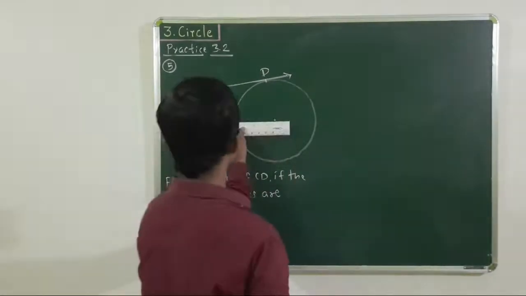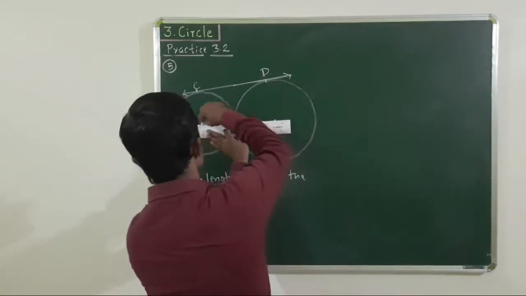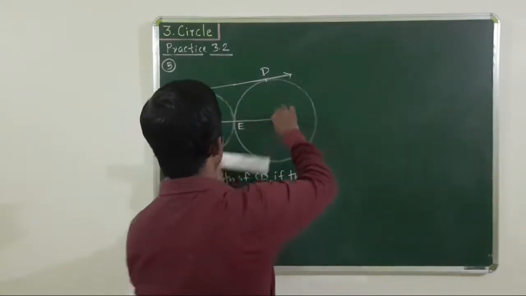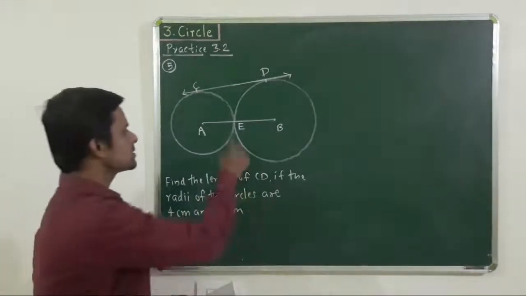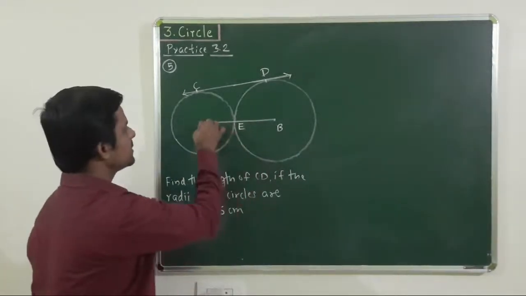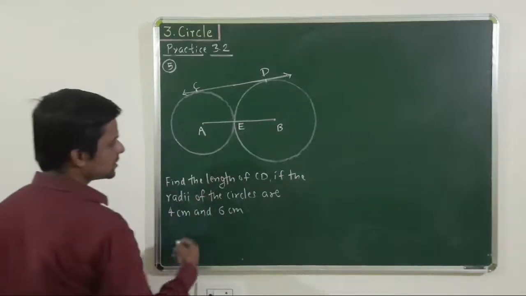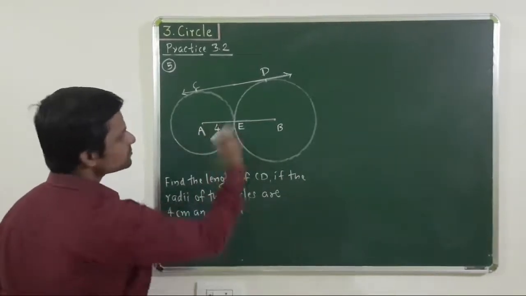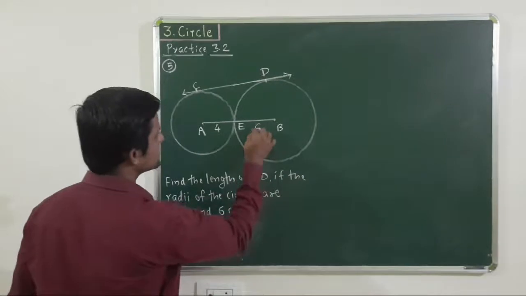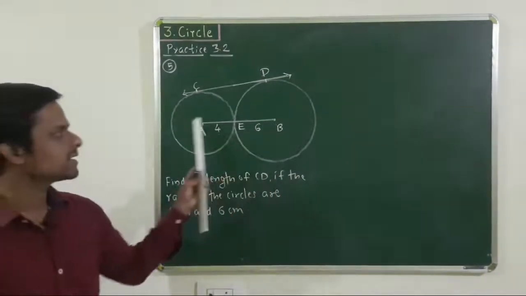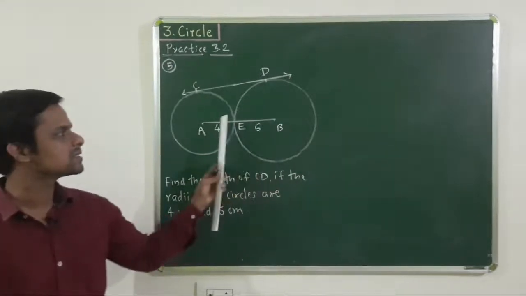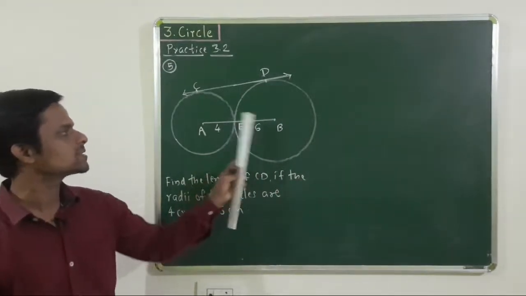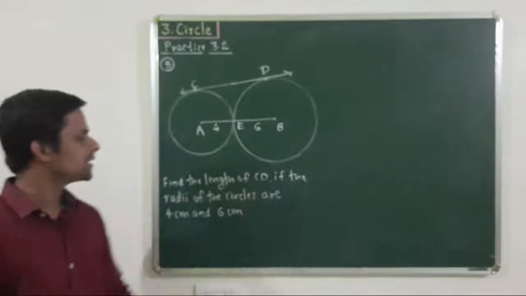I'll join AB. Now since E is the point of contact, therefore E lies on line AB according to our first theorem of touching circles, A-E-B. Now the radius of the first circle is given as 4, and of the second circle as 6. Therefore AB is 4 plus 6, that is, the distance between their centers is equal to the sum of their radii. Therefore AB is equal to 10.